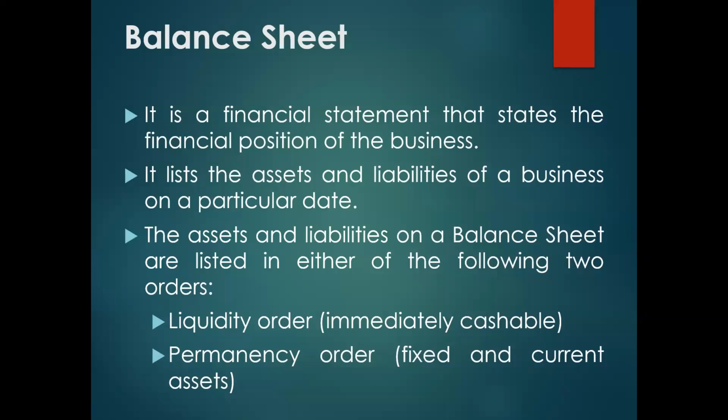And then the second thing is permanency order. Permanency order is listing the fixed assets and then listing the current assets.